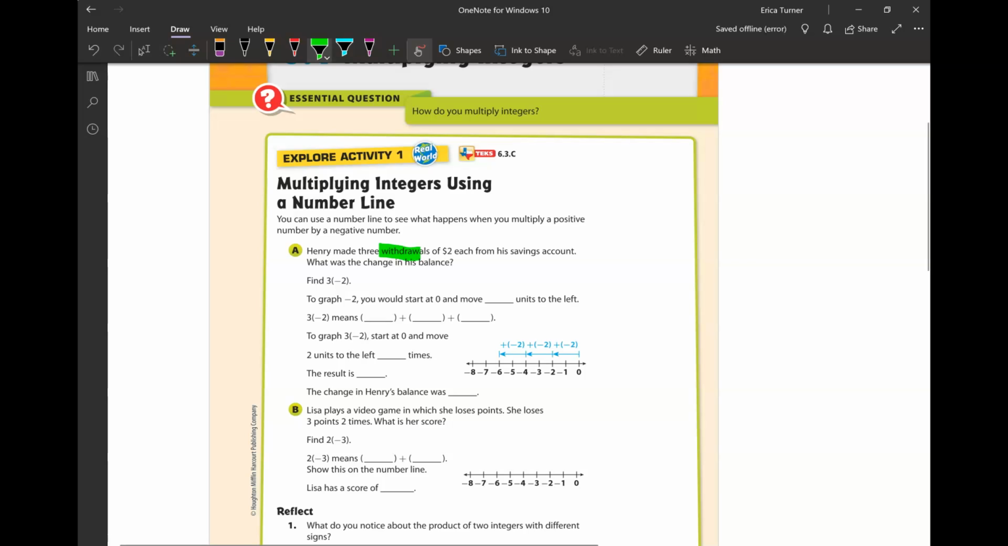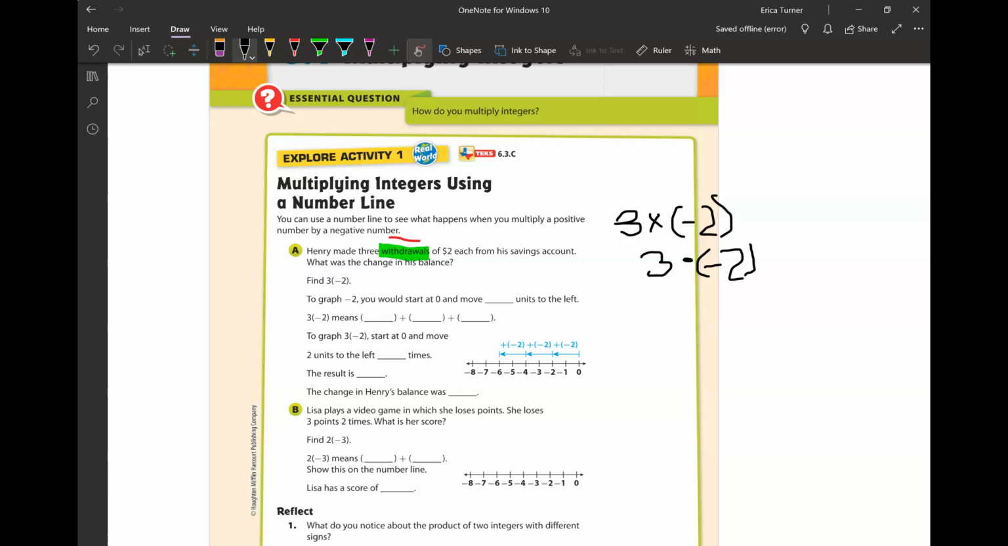First of all, the word withdrawal means to take something out. So this would represent a negative number. Find 3 times -2. When they're written close together like that, it's just another way of representing multiplication. You can see multiplication represented like this: 3 times -2 with a little x in the middle. Sometimes you'll see 3 and then a little dot in the middle, or as it is in the textbook, where they're written close together.